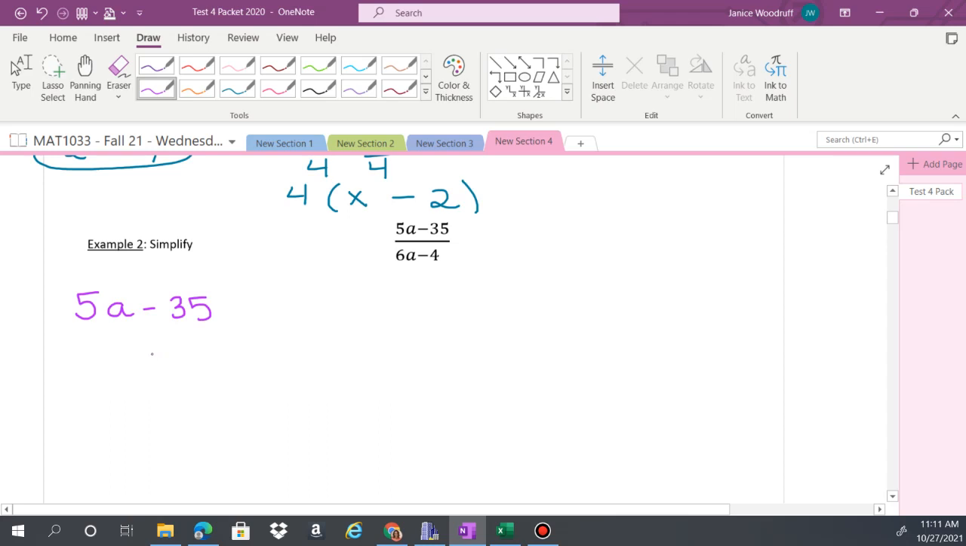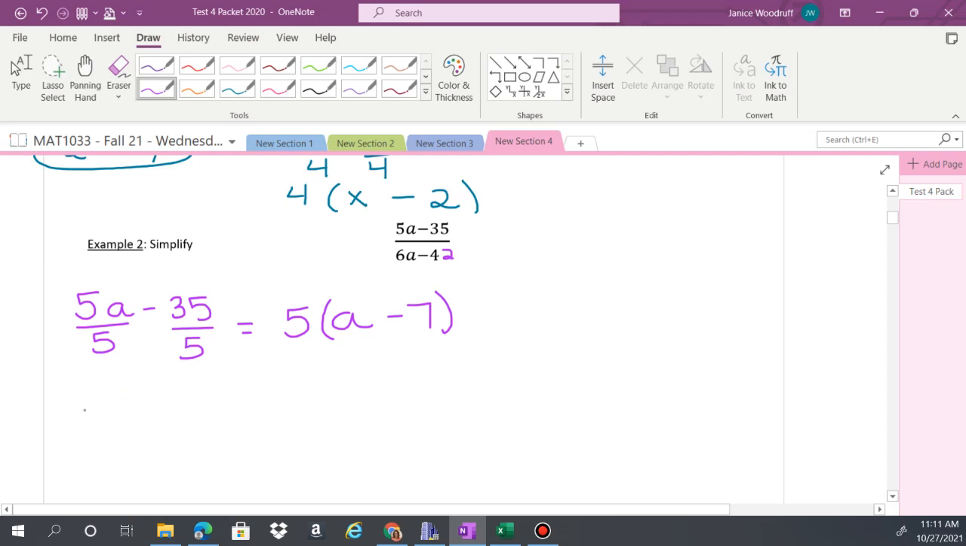What can I pull out of there as a GCF? 5. All right, so pull a 5 out. That's going to give me 5, and then 5a divided by 5 will give me a. 35 divided by 5 will give me 7. And that's supposed to have a 2 right there, right? Okay.